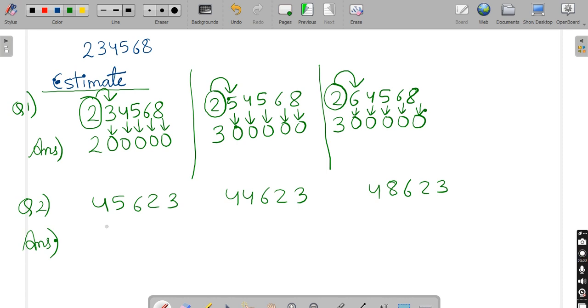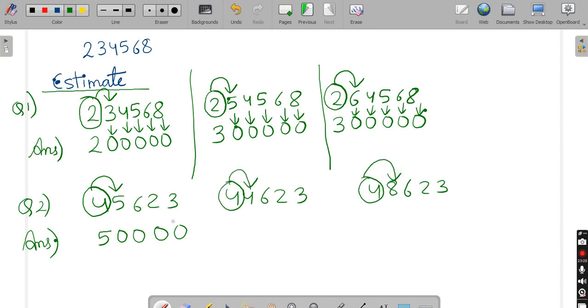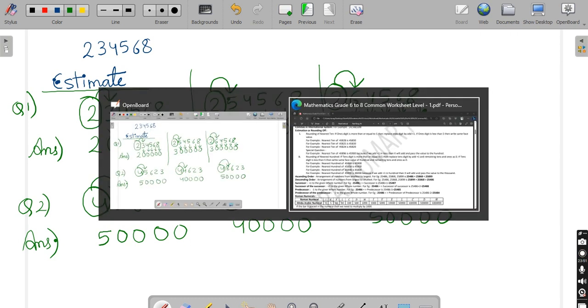The answer is 5000, because I will check the maximum number beside the value. If the beside number is 5 or greater, then I will add one to this number. For 4 4, I will not add, so it will simply be 0 0. The beside number is 8, which is greater than 5, so the answer will be 5. So I hope you understood the logic, how to solve it.